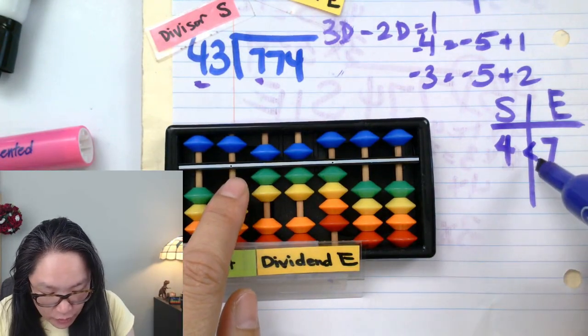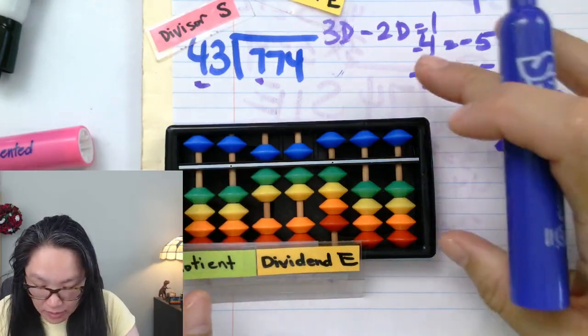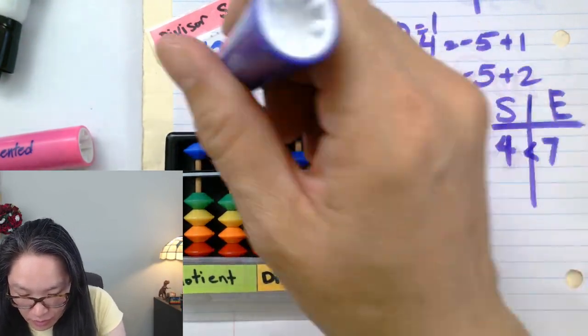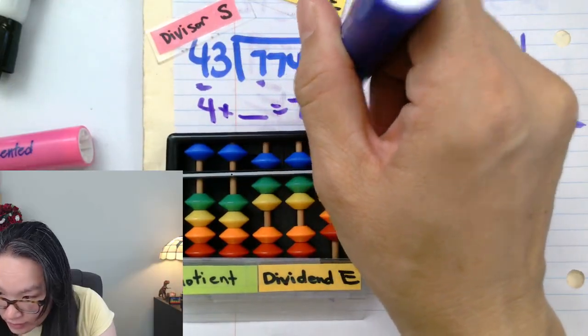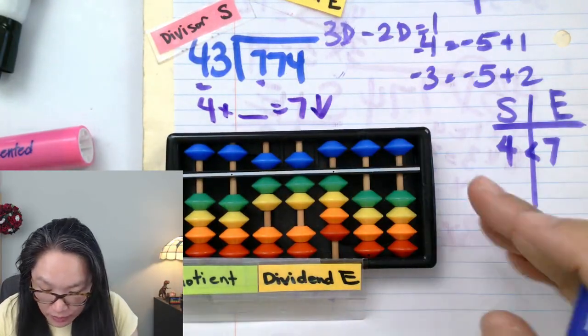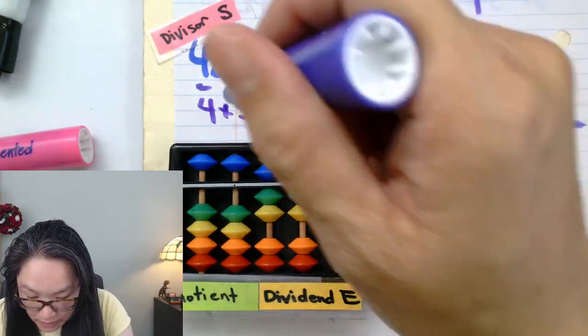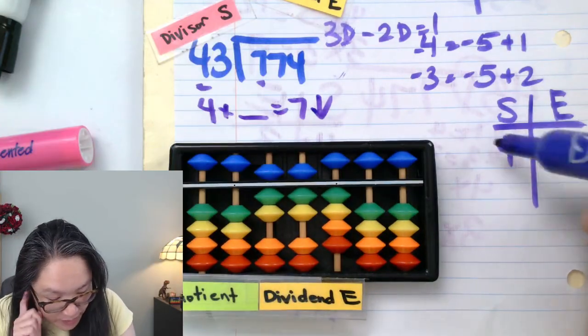Okay, so we're going to compare. We know 7 is bigger, right? So the question is what? 4 times what is equal to 7 or less? We know this. And then what's going to happen? Why are we going to do this? Because we have to skip.